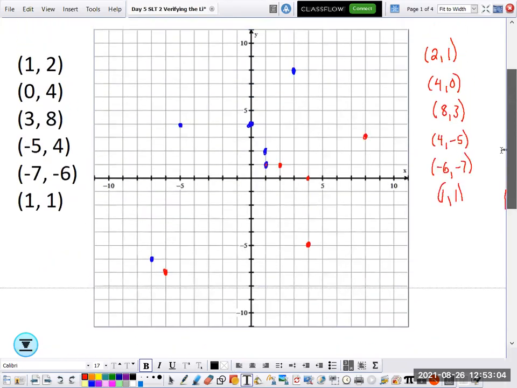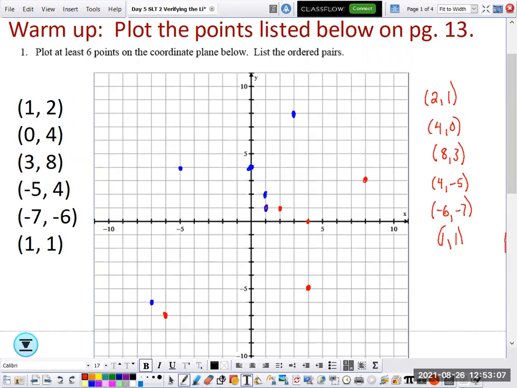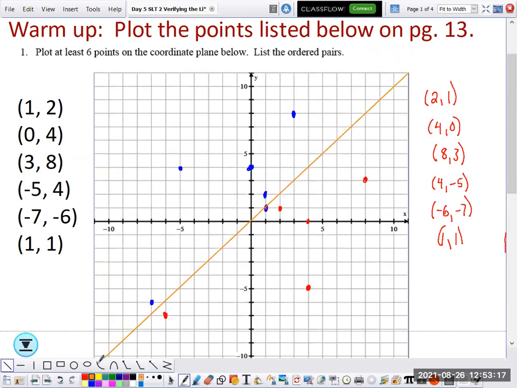Just to reinforce that idea, I'm going to grab my straight line tool and graph the line y equals x. I'm doing orange. Thank you, Brandon. And there's the line y equals x. It has a y-intercept of 0 and a slope of 1. If you tilt your head slightly to the right, you can see that if I folded that paper on the orange line, the red dots and the blue dots would line up perfectly. So what does this mean for our task today? Today we are going to verify algebraically that the orange line is indeed the line of reflection.